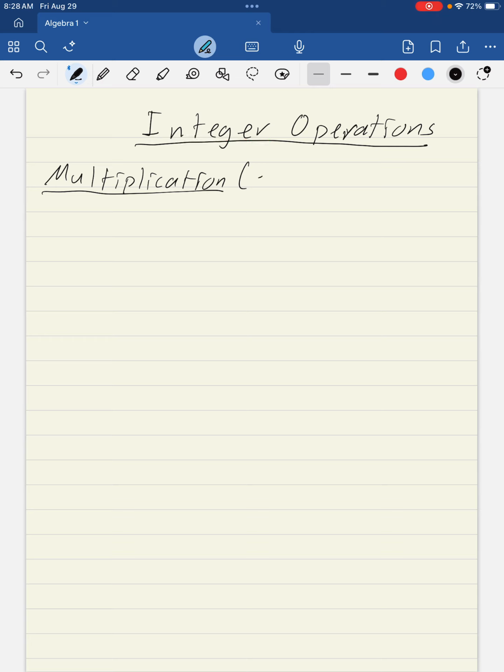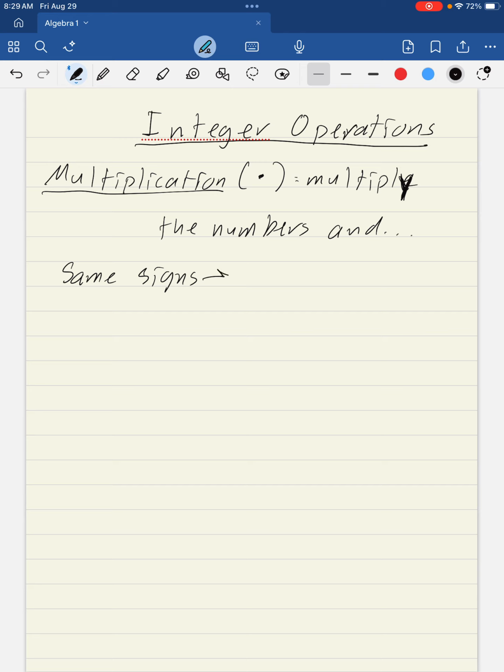So multiplication, usually we use a little dot. What we're going to do is just multiply the numbers together like normal. Multiply the numbers. And dot, dot, dot. What's the dot, dot, dot for? Because you've got two different situations. If you have same signs, you're going to have a positive number.